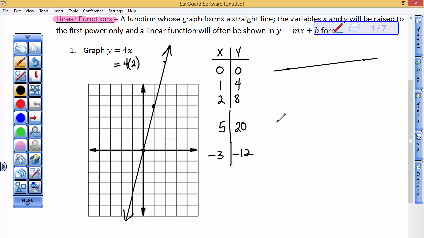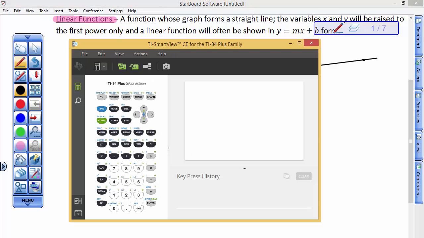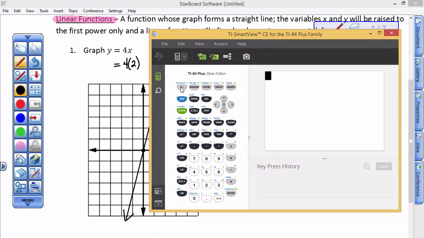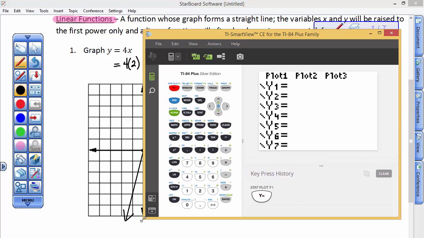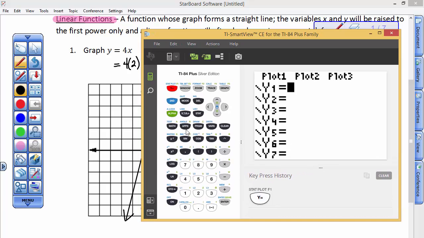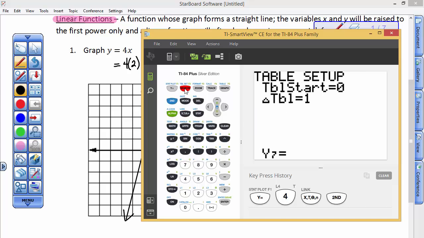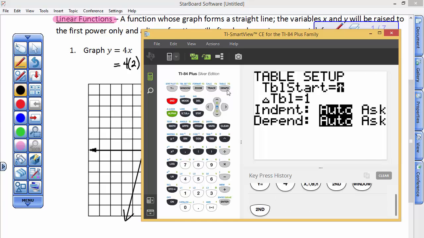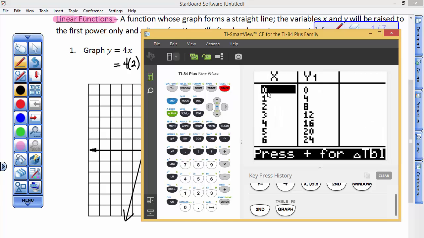Now remember that if you wanted to do this on the graphing calculator, you can go here. I'm going to stretch the calculator out a little bit. You can go here and put in y equals 4 times x, and then you can set up your window to start at 0 and go in increments of 1, and then go second graph to see the ordered pairs that I just calculated in my head. 1 and 4, 2 and 8, 0 and 0. I think I did 5 and 20. So you can see those.